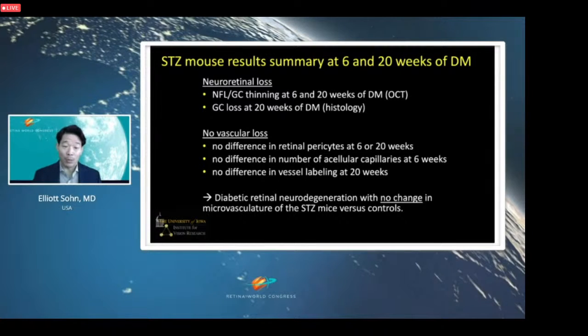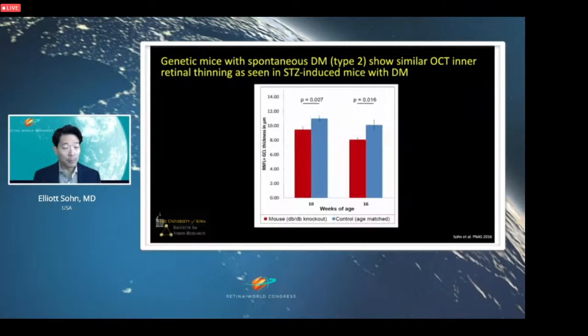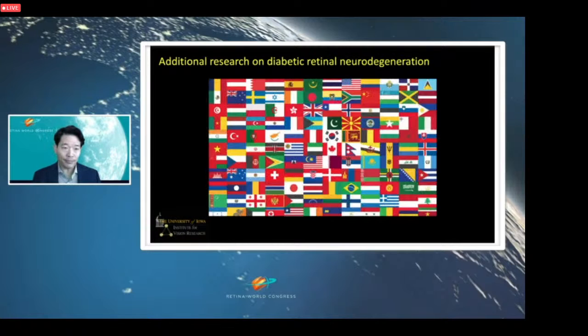Now you might be wondering, okay, well, is it potentially STZ? There has been at least one researcher who has published on that. And so we looked at another model of diabetic mice and found in this mouse, which didn't depend on STZ but really got spontaneous diabetes in a genetic fashion, that indeed, even at 10 weeks and 16 weeks, the NFL-GCL thickness was less compared to the controls.